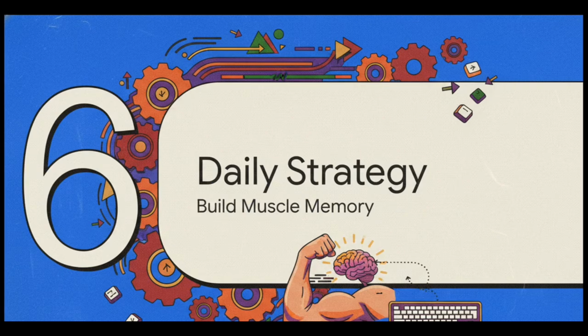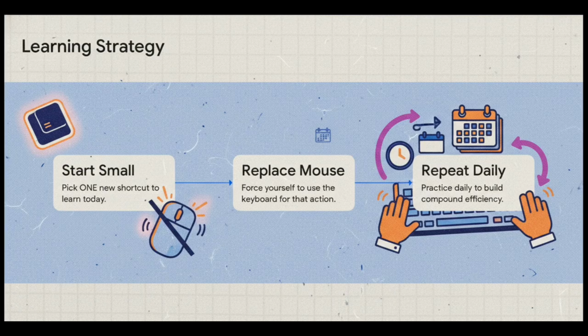And finally, Section 6, Daily Integration Strategy. Look, reading about these shortcuts is the easy part, right? Building the muscle memory is where it gets tough. Don't try to memorize a massive list all at once. Instead, follow a strict one-a-day rule. Step 1, pick just one new shortcut to learn today. Step 2, force yourself to completely replace the mouse for that specific action all day long. If you mess up, undo it and use the keyboard instead. Step 3, repeat daily to build that compound efficiency. It guarantees long-term retention without totally overwhelming you.